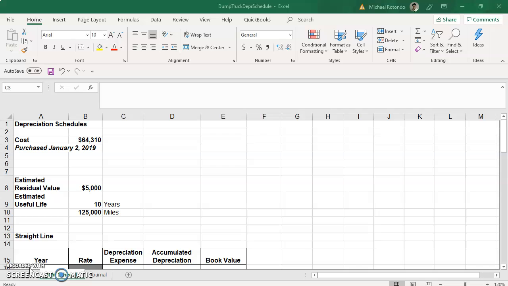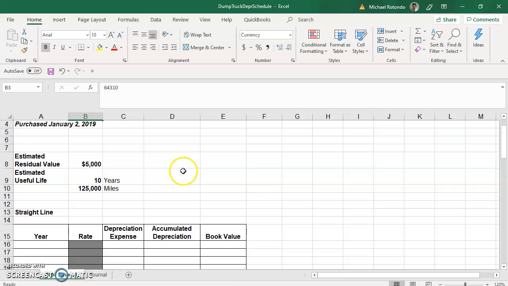So in this case, let's say we have a dump truck. We have a cost of $64,310, an estimated residual or salvage value of $5,000, and an estimated useful life of 10 years or 125,000 miles.